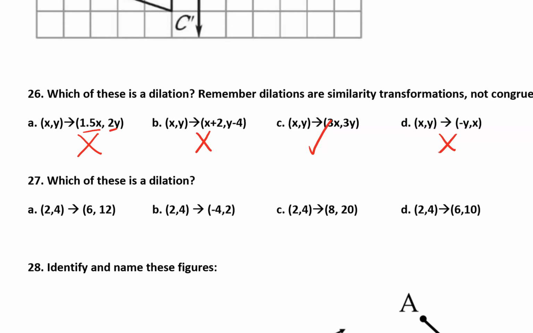So again, which is dilation? It has to be bigger consistently. So 2 times 3 gets you 6. And 4 times 3 gets you 12. So we do have consistency here. That would work. These do not work. 2 times 4 is 8, but 4 times 4 is 16. 2 times 3 is 6, but 4 times 3 is not 10.